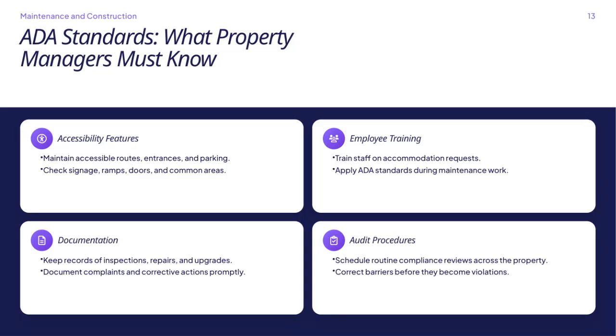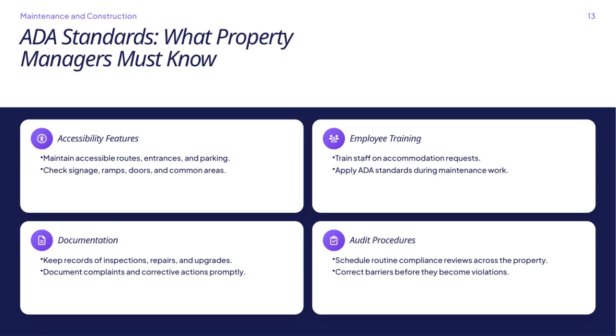Let's talk about accessibility features, which are crucial for ensuring that properties are welcoming and usable for everyone. First, it's essential to maintain accessible routes, entrances, and parking areas. This means regularly checking that signage is clear and ramps, doors, and common areas are all easily navigable. Next, employee training plays a vital role. Staff should be well-versed in how to handle accommodation requests and always apply ADA standards during any maintenance or construction work. This helps prevent unintentional barriers from being created.